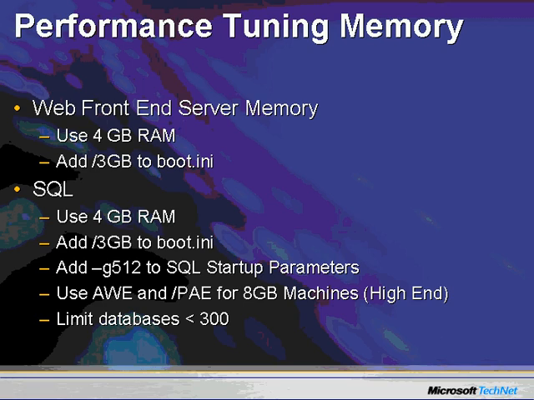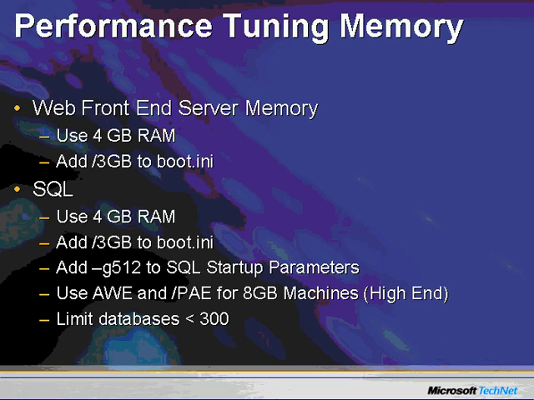On the SQL side, you've got a couple of different options. You can go with 4 gigs of RAM and add the 3 gig switch. Inside of SQL itself, there's a SQL startup parameter, -G512, which allows you to add memory, and 512 is just the one I'm giving out there. 512 would give you 512 megs of RAM for the MTL space. It's the mem to leave space, which is primarily where we found SQL to be the bottleneck when trying to upload large files into SharePoint. It uses MTL for that process.